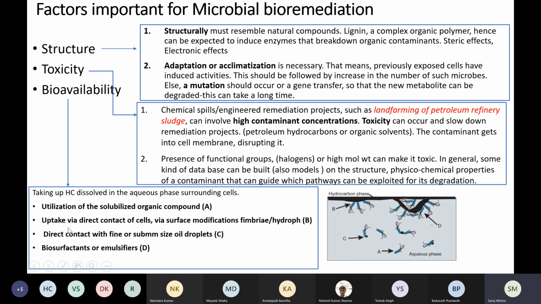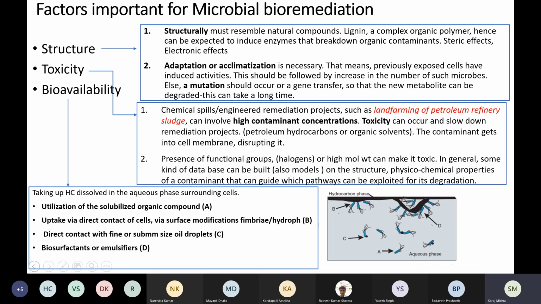Or the uptake could be by making a direct contact of the cells, via these fimbriae or dots. The hydrocarbon could be like oil, and oil droplets will combine together to give you this hydrocarbon phase. The microorganisms can become attached to this, and via surface modifications they directly become attached to the hydrocarbon surface, then take up these molecules inside the cells. It is not the solubilized one like you saw before, but the microbes become attached to the hydrophobic phase. The third one is that the microbes can directly make contact with fine or sub-millimeter size oil droplets, which are detached from the cell surface, and take them inside.